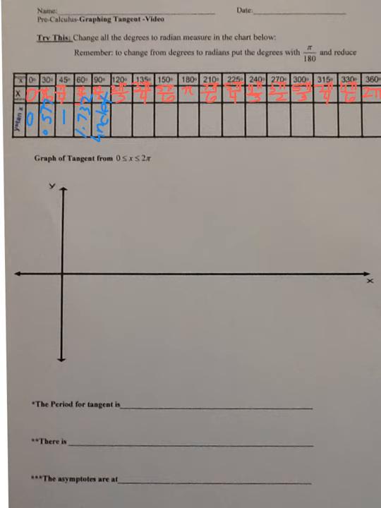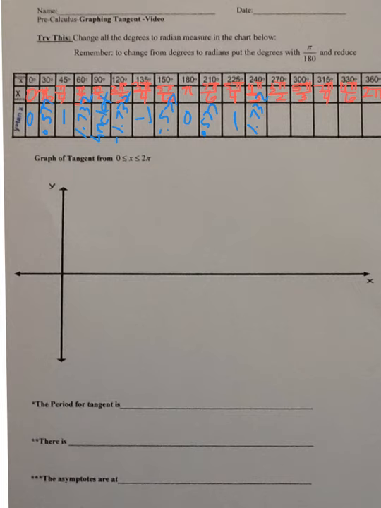120 degrees is negative 1.732. Tangent of 135 degrees is negative 1. Tangent of 150 is negative 0.5773. Tangent of 180 is 0. Tangent of 210 is 0.5773. Tangent of 225 is 1. Tangent of 240 is 1.732.